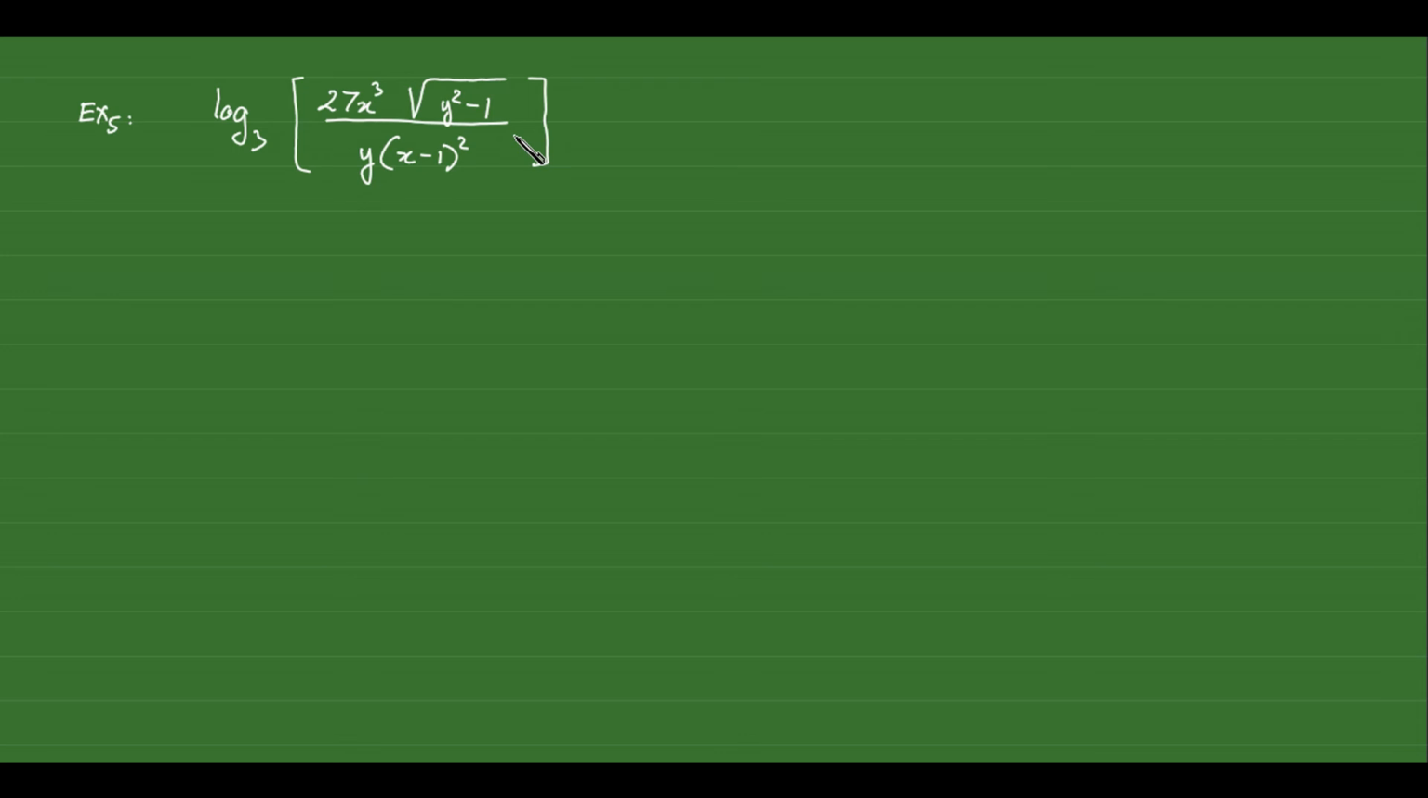We want to break it down. So again, we see that the argument is a quotient. It means we can go ahead and write it as the difference between two logs. So it will be the log of 27x to the third times the square root of (y squared minus 1). I'm going to write carefully over here. The third power is for the x. Minus log of y times (x minus 1) squared.